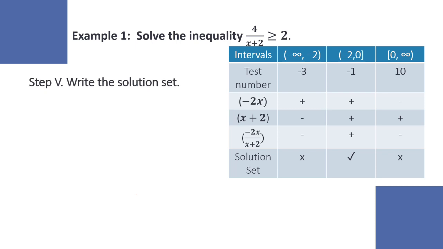Step 5. Write the solution set. Our solution set has the interval from negative 2 to 0. If we are going to see it in the graph, this one, the yellow one.